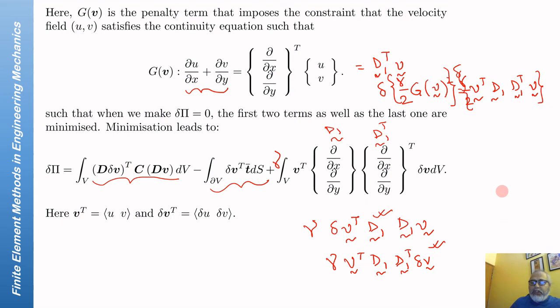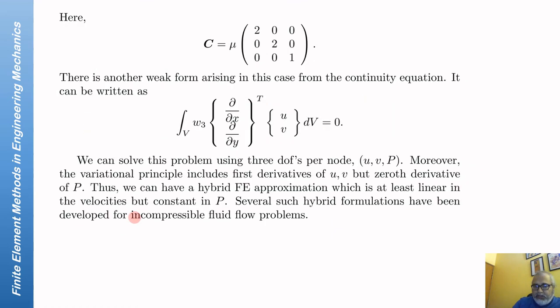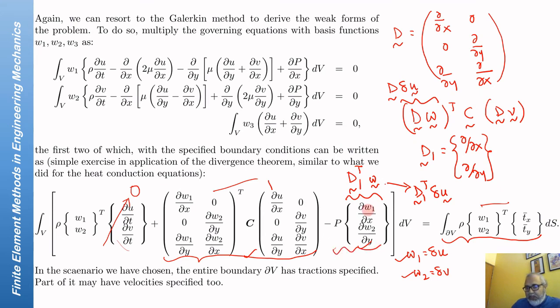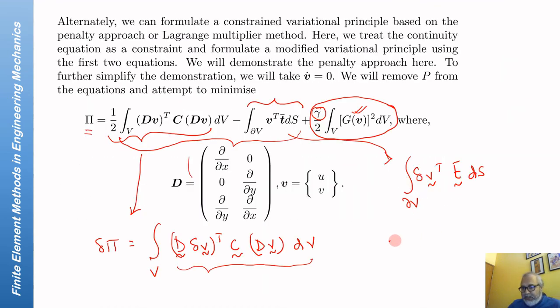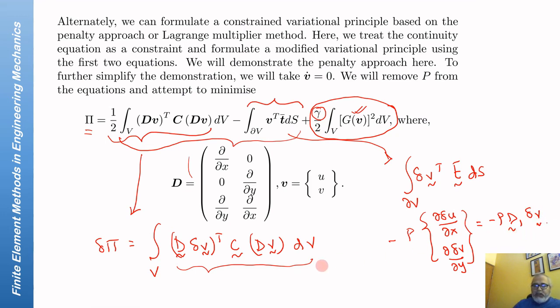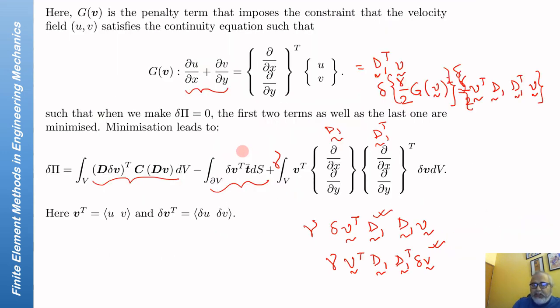Both are the same. Now, what you can see immediately by comparing with the previous expression, we had this pressure term, and we had called now W1 as delta U and W2 as delta V. So what we had was minus P, which is same as minus P times B1 into delta V. This is what we had in the previous case when we treated pressure explicitly. When we treat it through this penalty constraint, then we get a similar term here.